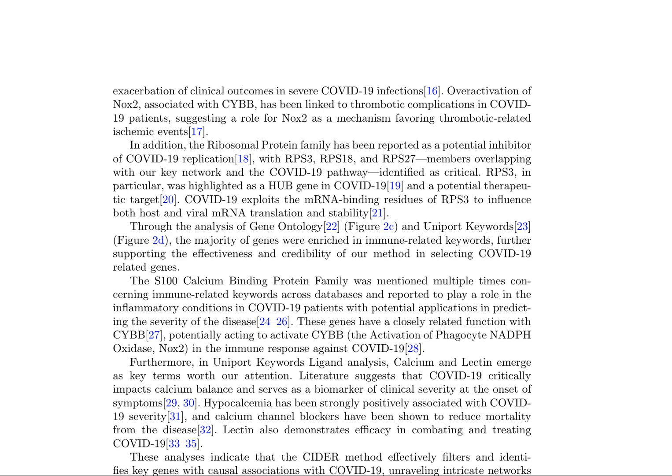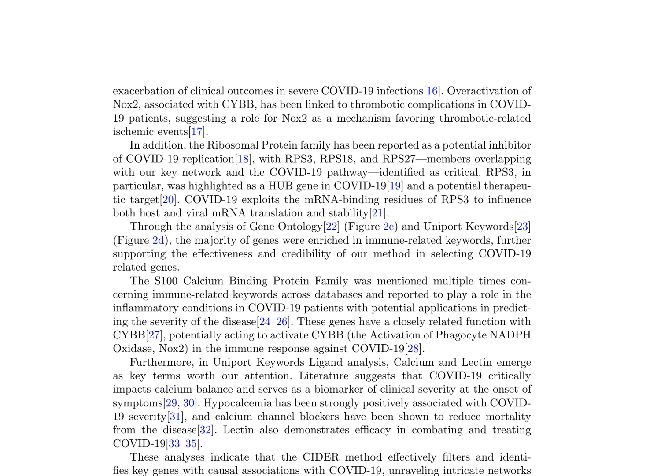The ribosomal protein family, particularly RPS3, RPS18, and RPS27, has been identified as a potential inhibitor of COVID-19 replication and a critical component of the COVID-19 pathway. RPS3, a hub gene in COVID-19, has been highlighted as a potential therapeutic target, as it influences both host and viral mRNA translation and stability. Gene ontology and UniProt keywords analysis revealed that the majority of genes were enriched in immune-related keywords, supporting the effectiveness of the CIDER method in selecting COVID-19-related genes.